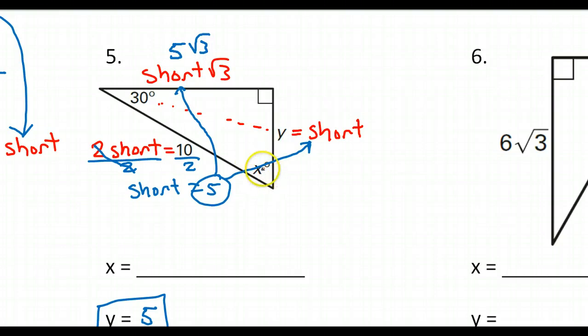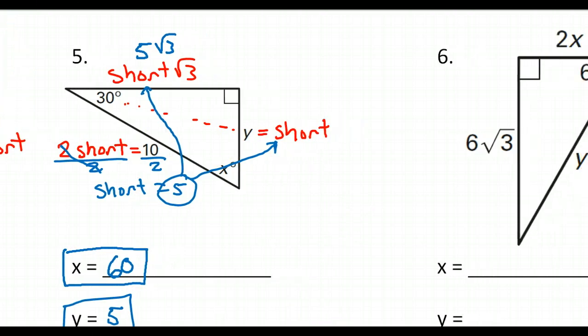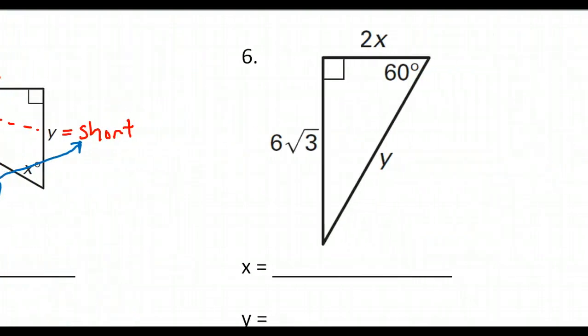The other thing they asked us for was this x down here. So since that's 30 degrees, of course x must be 60, because this is a 30, 60, 90 triangle. So kabam. Number 6.